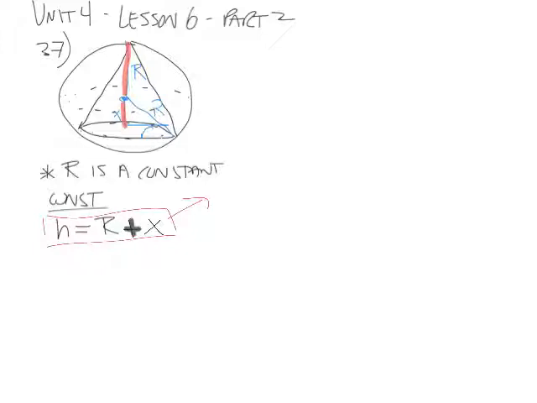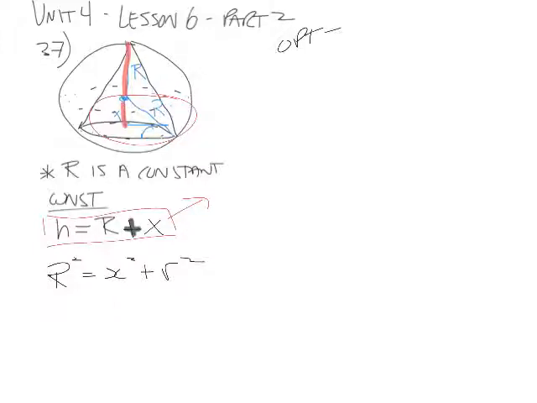Next, we need to know the relationship with x. When we look at it, we have a right angle triangle here, so we use the Pythagorean theorem. I can say that capital R squared is going to equal that remaining height x squared plus small r squared. Now we're trying to optimize.